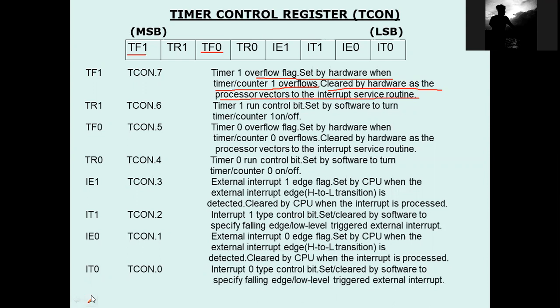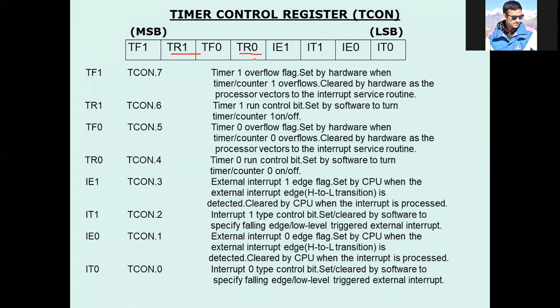Yes, sir. Okay. Now this TR1 and TR0. This is a very interesting thing. Unless this particular bit, TR1 or TR0, is set to 1, the timer will not run. Now why? Can anyone tell me?